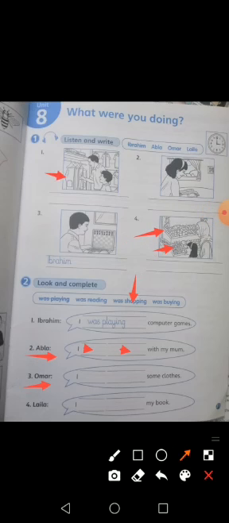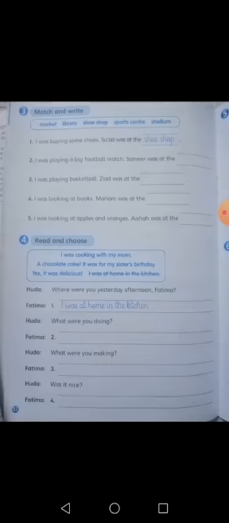Omar was buying new clothes. This is Omar, right? Omar was buying new clothes. And Layla was reading what? Her book. Layla said, I was reading my book. So Layla was reading her book. Okay, student? So this is Layla, okay? So now let's move to page 32.